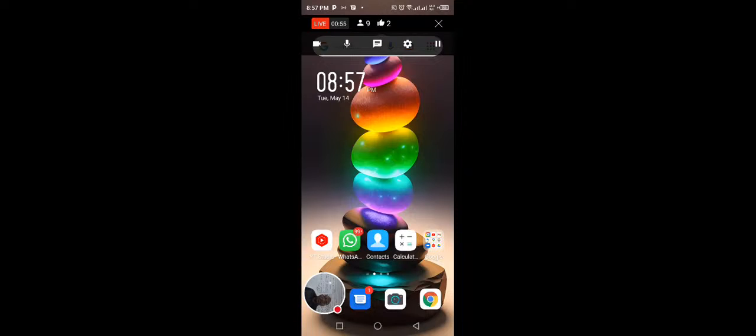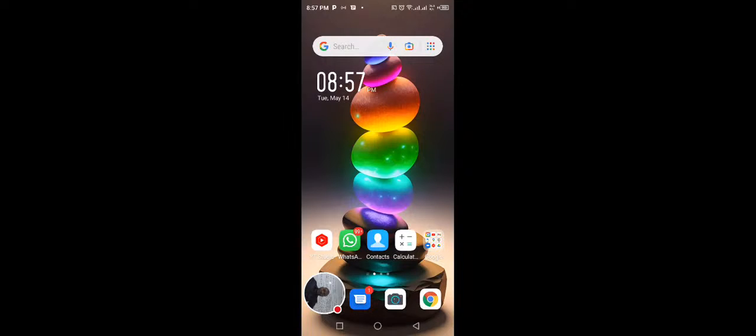Please let me know, how is the orientation? Is it horizontal or vertical? You can send a comment and let me know how the orientation is. Can you see the board? If you can, please let me know.